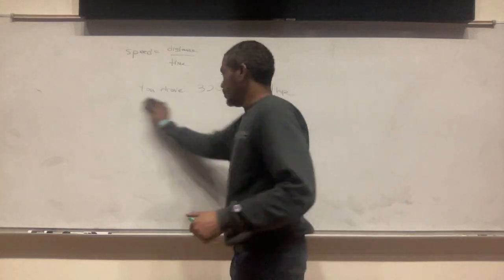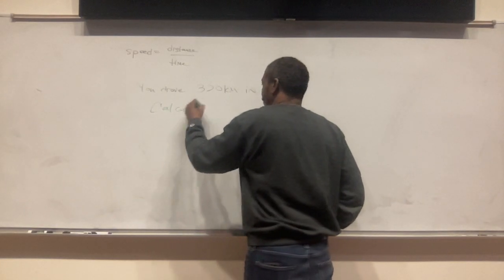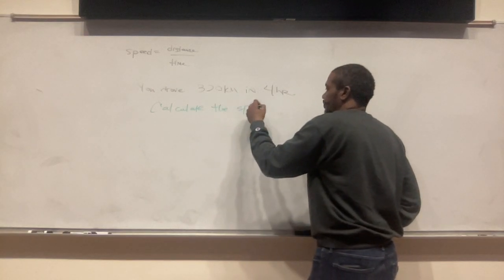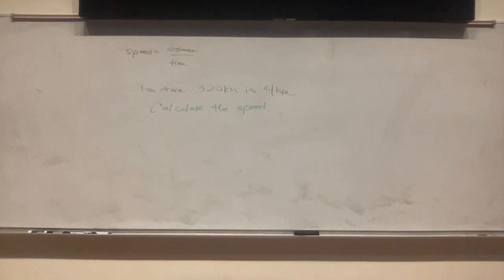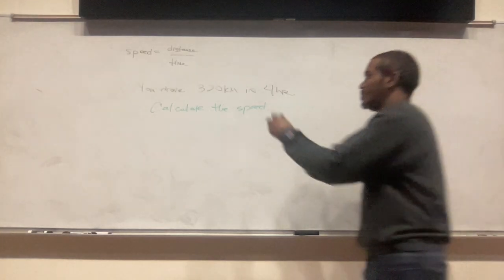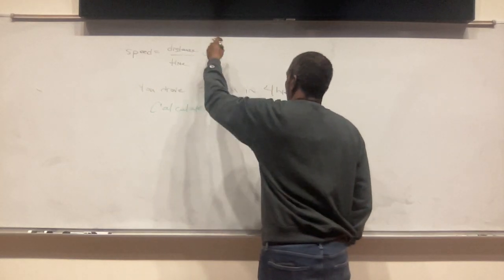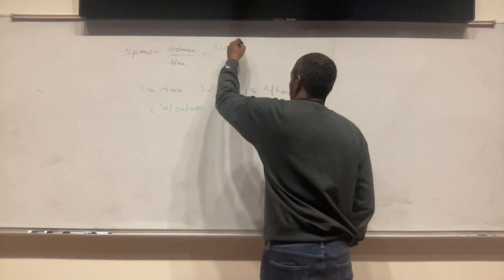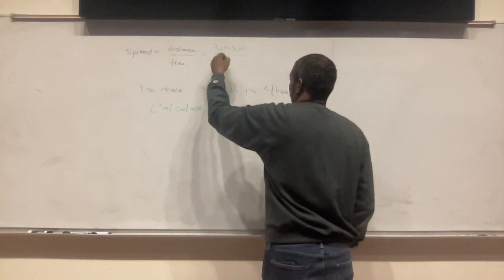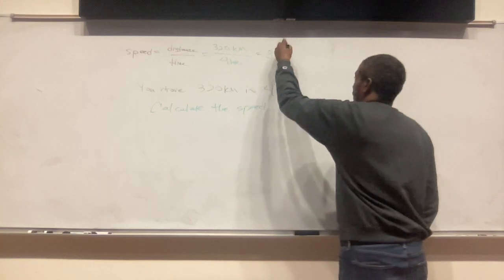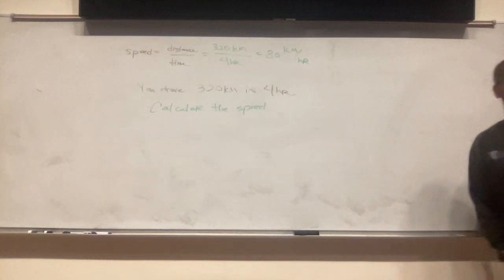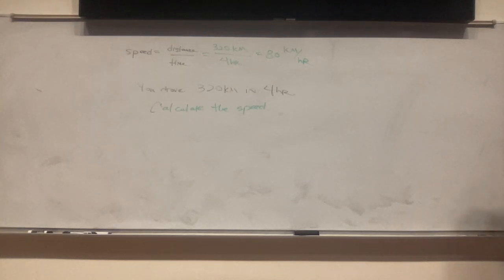Calculate the speed. Right? Pretty straightforward, right? What is it? You would just do 320 over 4 hours. The distance we covered was what? 320 kilometers. And the time we covered it was what? 4 hours. So that's 80 kilometers per hour. Right? Pretty straightforward, right?